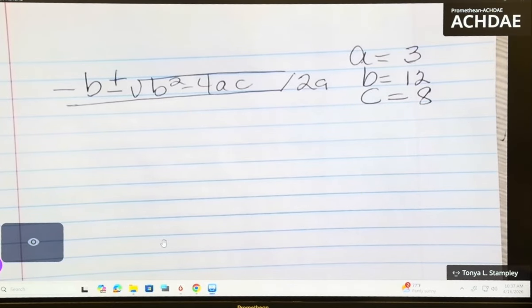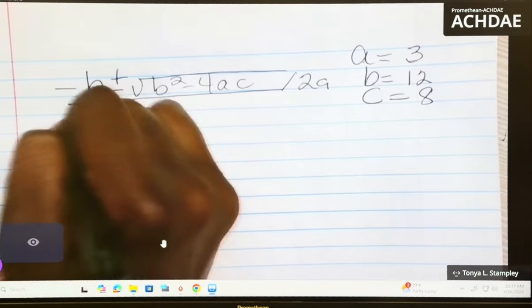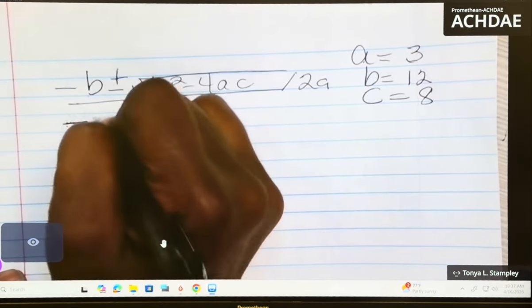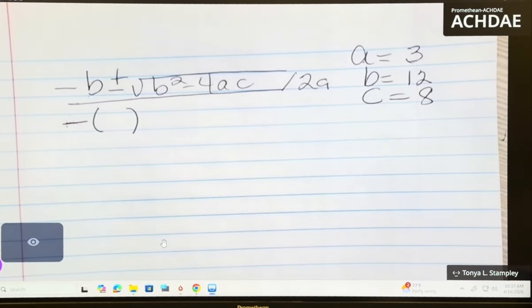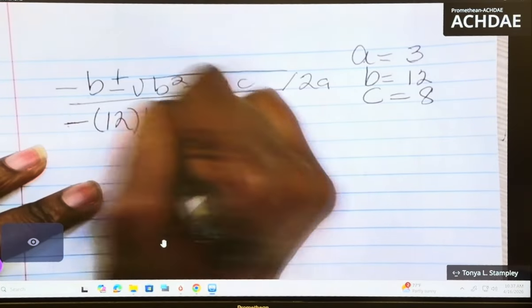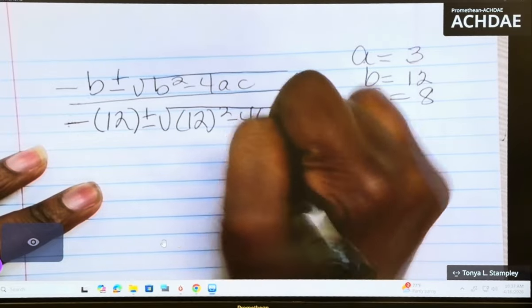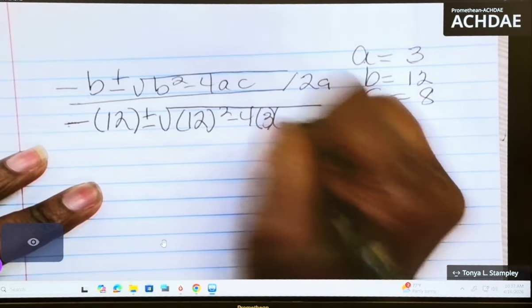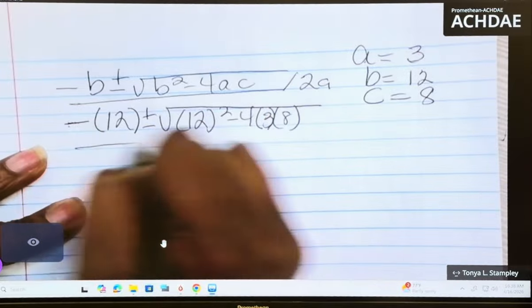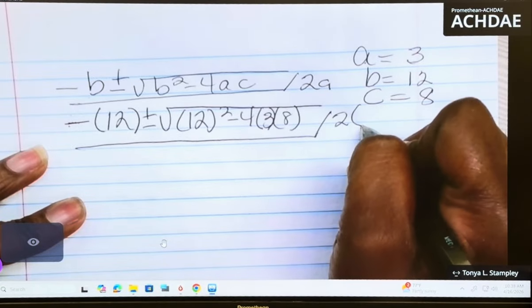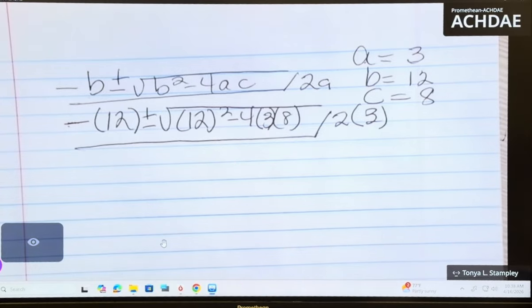Let's just plug in these numbers. What am I putting in place of B? Negative 12, plus or minus the square root of 12 squared minus 4 times 3 times 8, all over 2 times 3, which is your A.